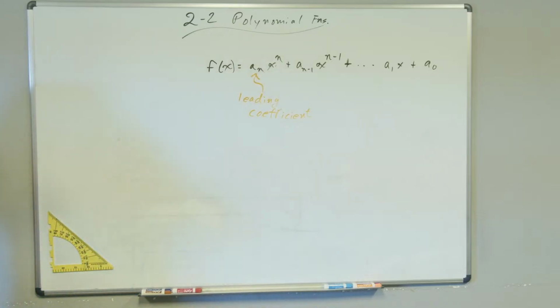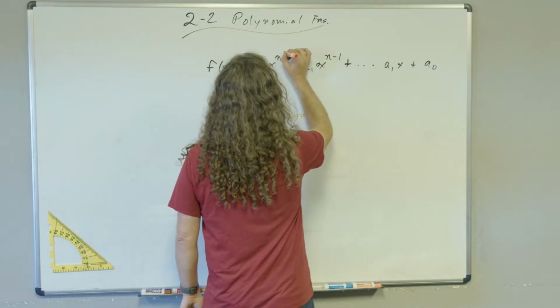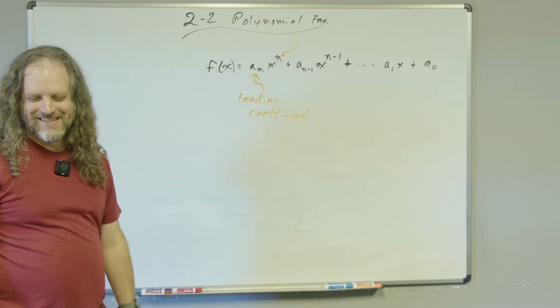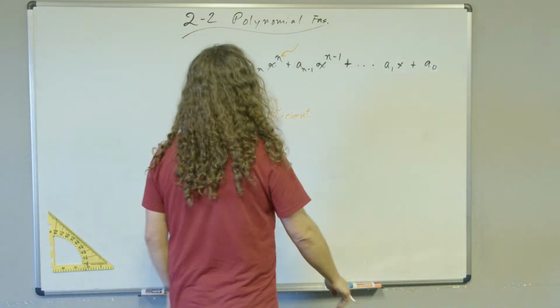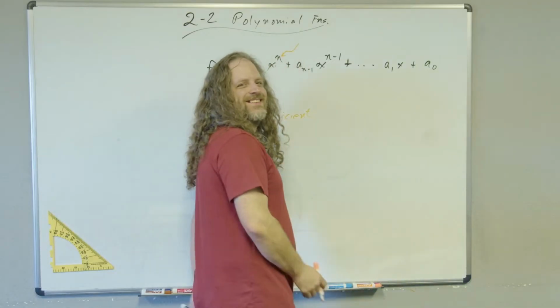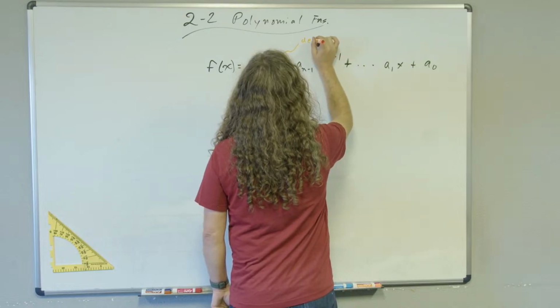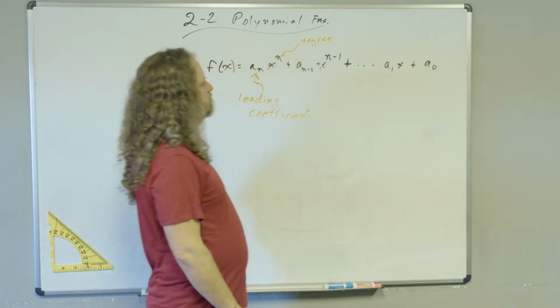And what is the highest exponent called? It has a name too. The leading variable? No. The leading exponent? No. The exponent of the highest degree. It's the degree. The degree.